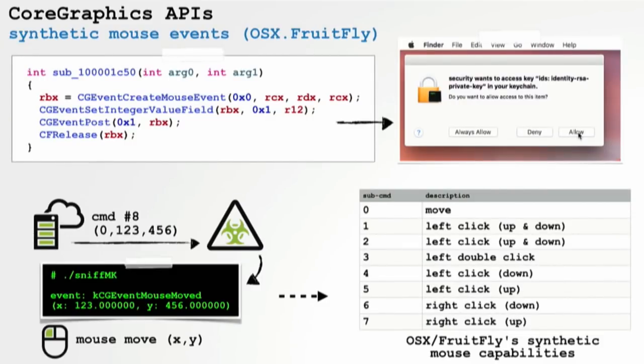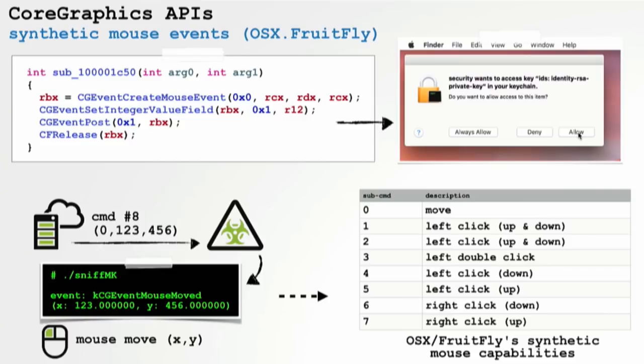So let's look at some actual malware that used Core Graphics events to generate both synthetic mouse and keyboard events. Fruit Fly was a rather prolific piece of Mac malware. It was used by the attacker for over a decade to spy on Mac users, unfortunately a lot of children.